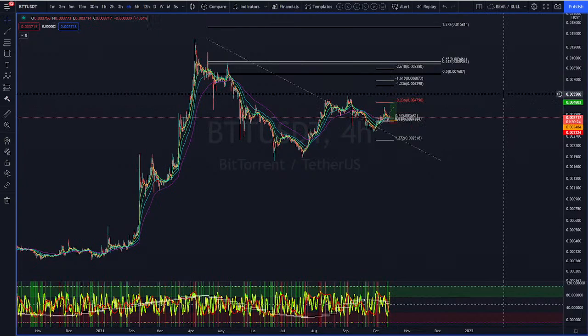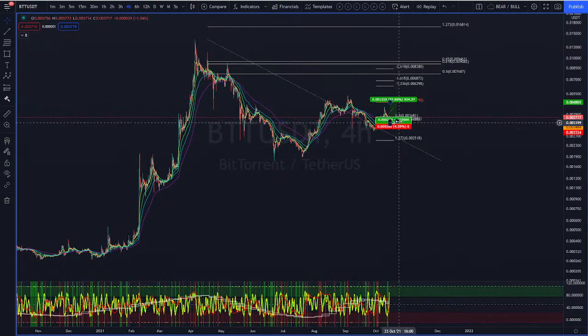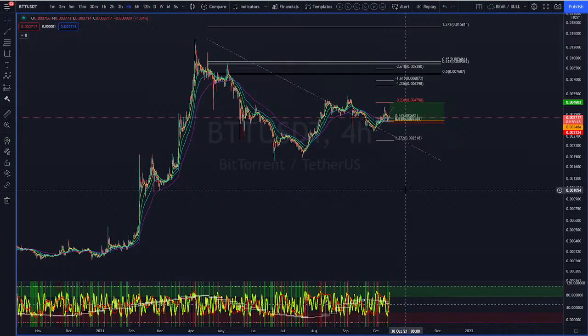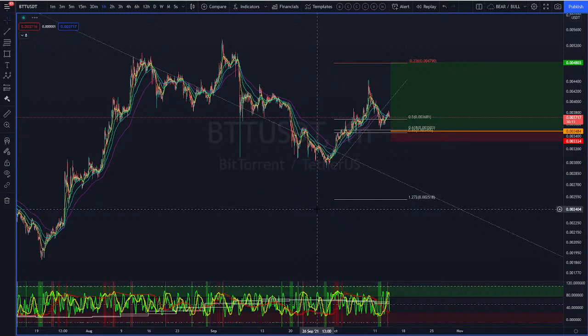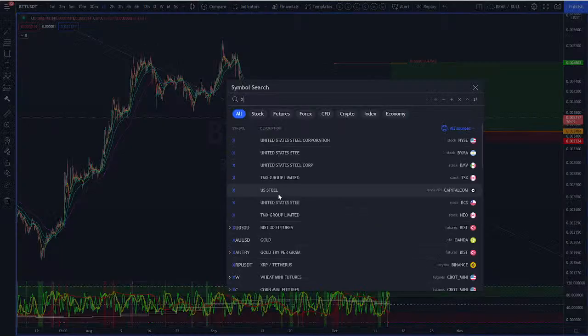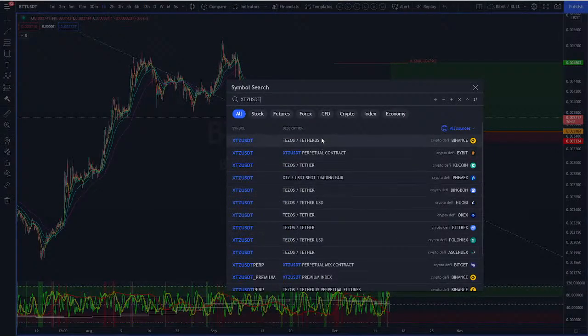Me, I tend to be a little more conservative. I'd be looking to take this smaller trade and then wait for things to kind of show up. But yeah, you may be waiting until the end of the year, but the 12-hour does look pretty good right now on BTT. Let me take a look at XTZ. I am a fan of Tezos.